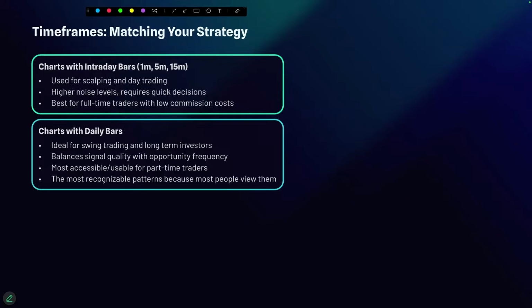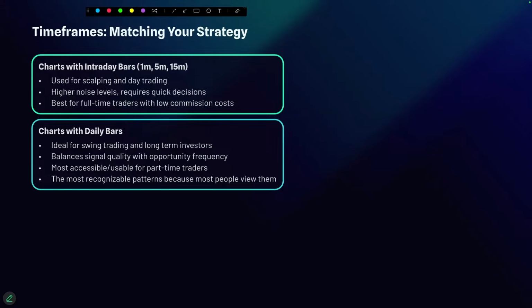So charts with daily bars are ideal for swing traders, people that might hold a position for 4 or 5 days to 4 or 5 weeks to maybe even 4 or 5 months. And they're great for long-term investors. It takes out a lot of that noise, that chopping up and down, and we'll look at what I mean by that in just a second here as well.